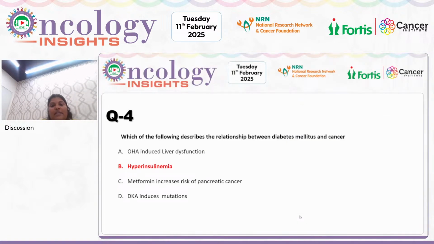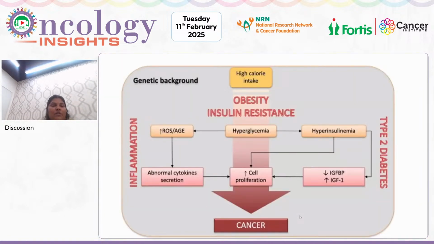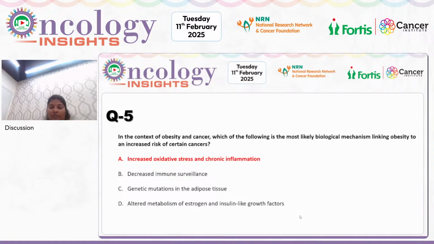Which of the following describes the relationship between diabetes mellitus and cancer? It is hyperinsulinemia. These are the mechanisms of how diabetes mellitus causes cancer, mainly hyperinsulinemia, which will activate the kinase pathway, cell proliferation, and cancers, and also inflammation.